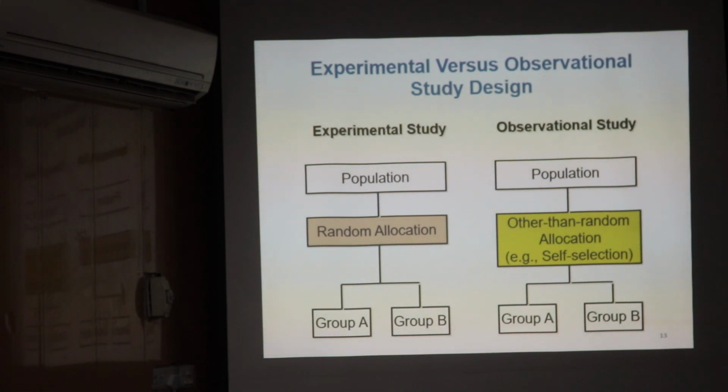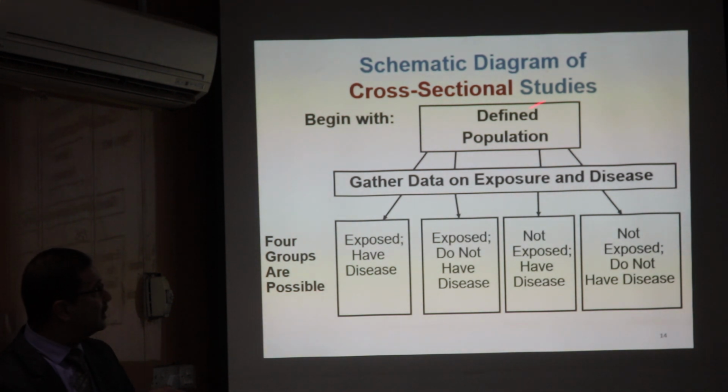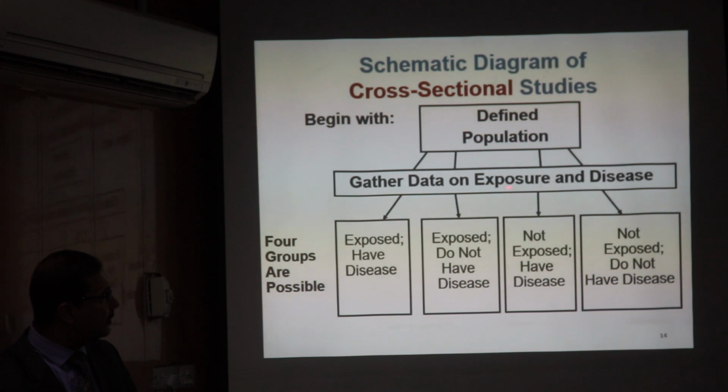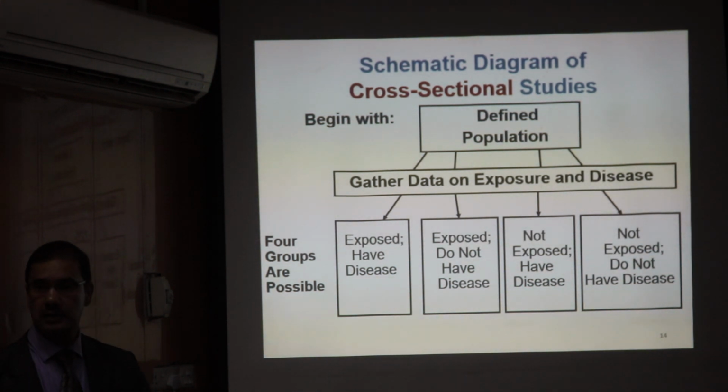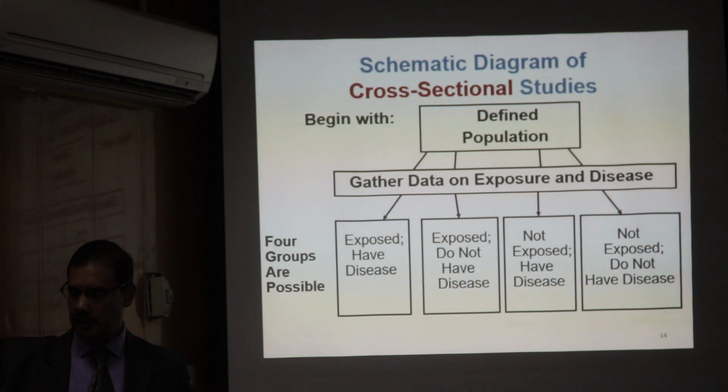Also, we need to always compare with a control group. So we have a defined population, we gather the data about the exposure and disease, and we follow those over time. We'll see those groups: exposed with disease, exposed without disease, not exposed with disease. What do we mean by those groups? We need to define our patients, okay? We need to know, for example, if we need to compare radiation and its influence on cancer.